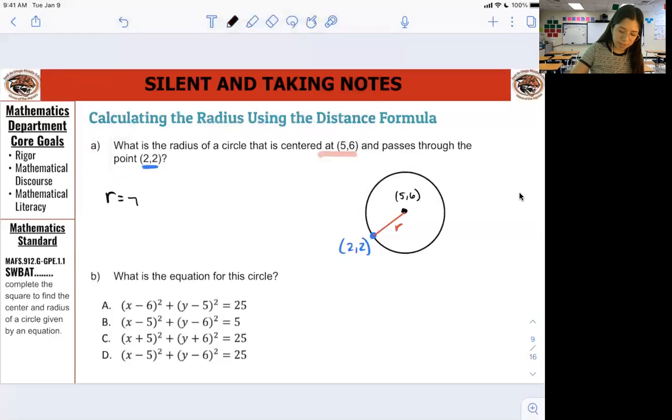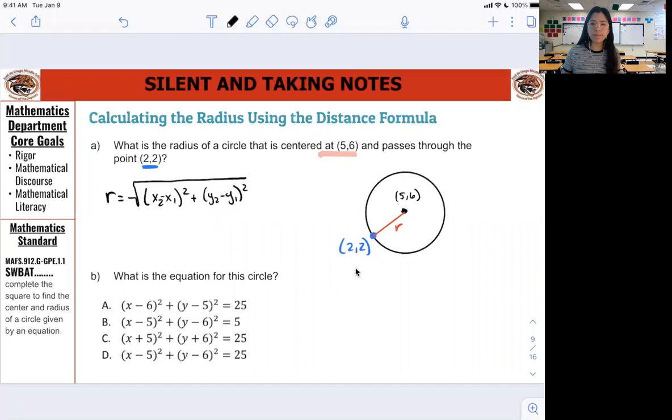So the radius is, who remembers the distance formula? X2. Oh, there he is. Good. X2 minus x1 squared plus y2 minus y1 squared. We have 2 points. Let's go ahead and use that formula to find the distance. All right, x2 minus x1. What do I write? 2 minus 5 squared plus 2 minus 6 squared.